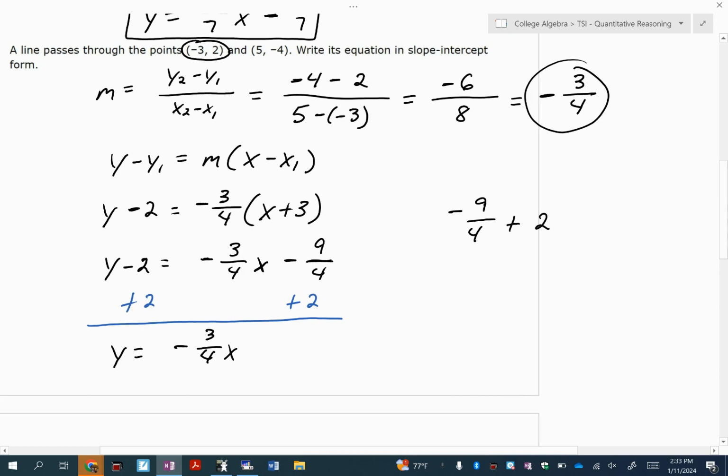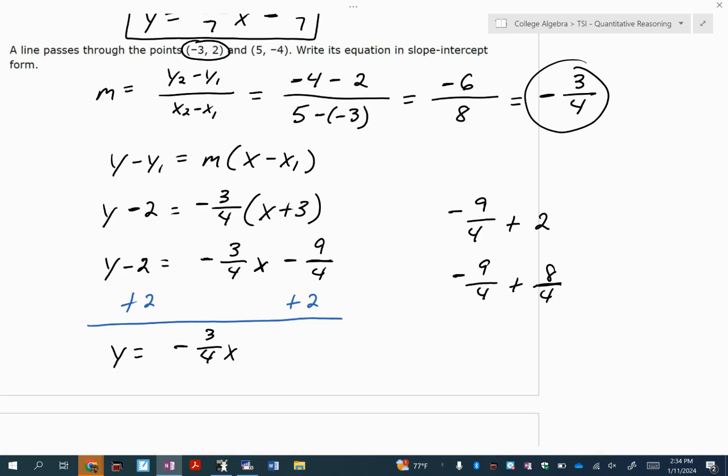How do I rewrite this 2 with a denominator of 4? Maybe Miriam can help us out again, right? We said 7 over 7 was 1. How do I rewrite 2 if I want to have a denominator of 4? That would be 8 over 4. It would be 8 over 4, Miriam. Well done. Right? Because what is 8 divided by 4? It's 2. So that's why that works.